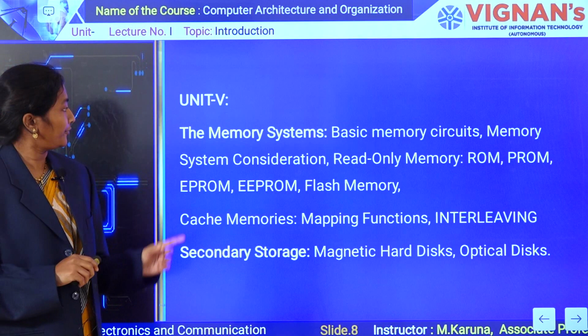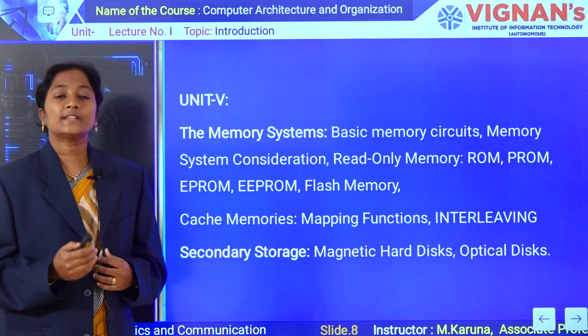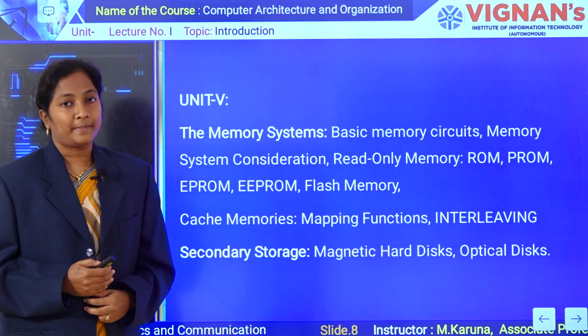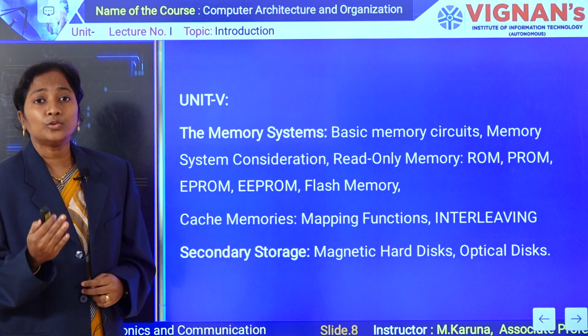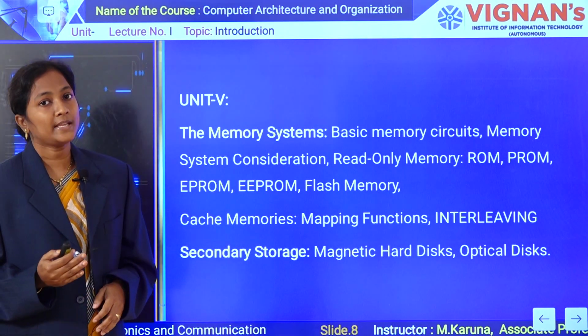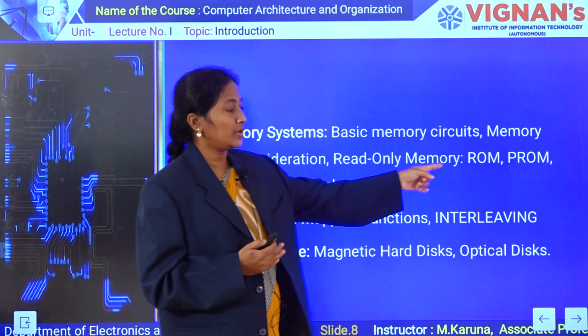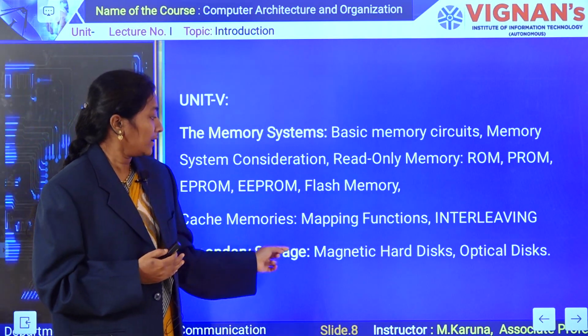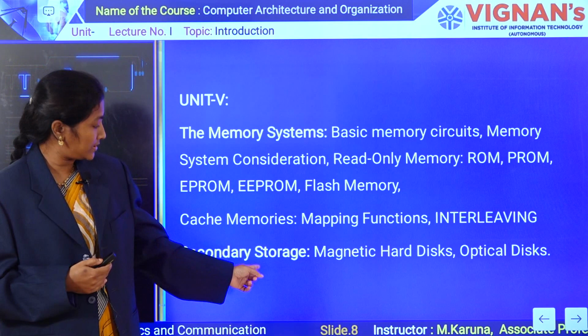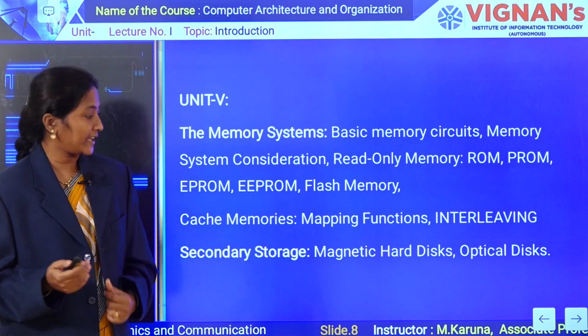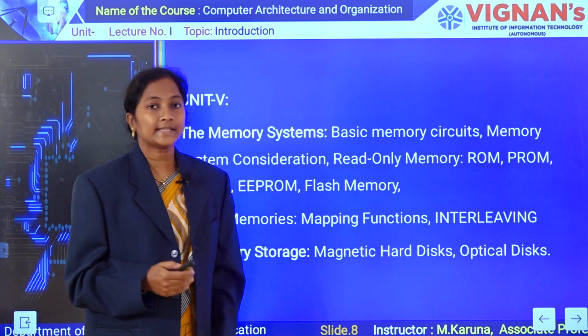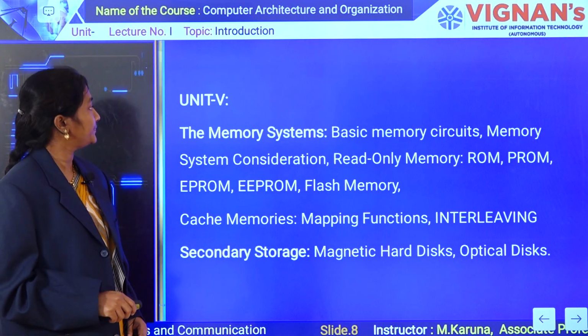And coming to the fifth unit, we will discuss about types of memories. There are two types of memories, primary memory, secondary memory. Under primary memory, we will discuss about different ROMs, and also we will discuss about secondary storage memory. For example, magnetic hard disk and optical disk.